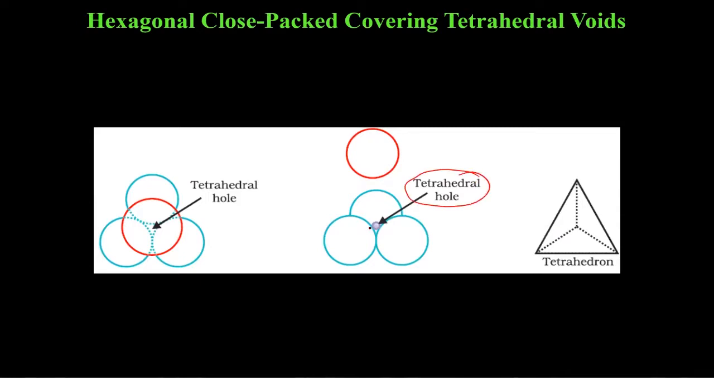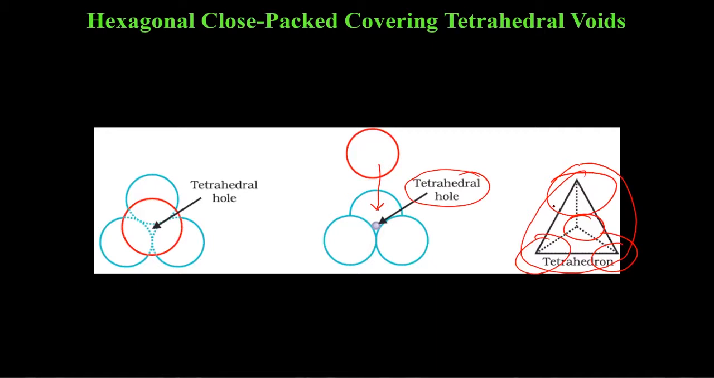This is actually a tetrahedral hole form. When you put this here, a tetrahedral hole is formed. Just see the shape of the void. That will be a tetrahedral void because inside, a tetrahedron will be formed. Four atoms will form a tetrahedron. That's why it is a tetrahedral void.